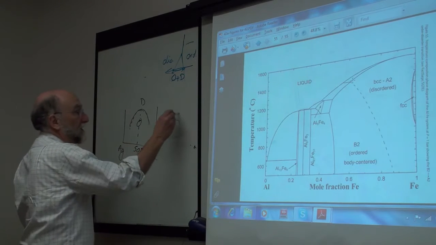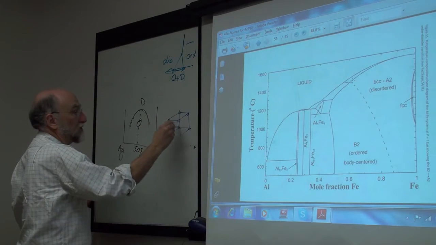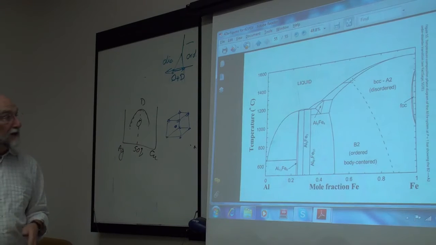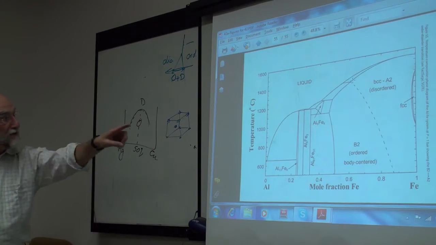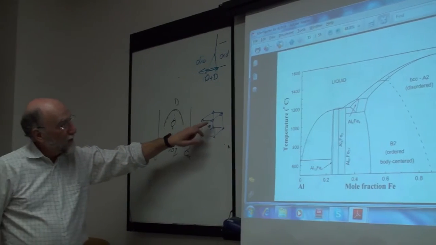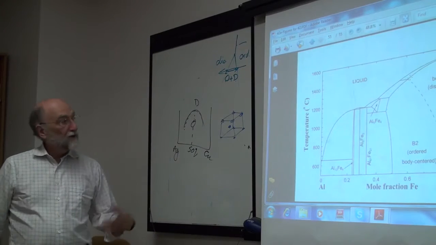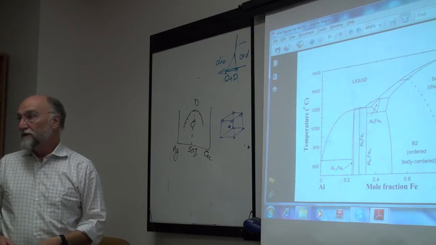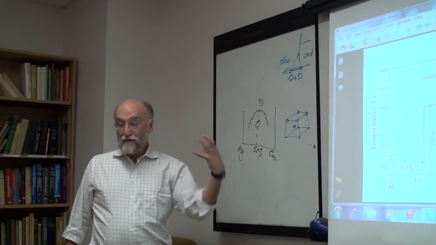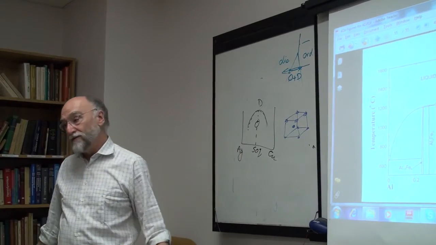You have a body-centered lattice. In a body-centered lattice, all the corner sites and the central site are all equivalent. So crystallographically, they all have eight nearest neighbors, so that's your A2 phase. But then if the center site is preferentially occupied by aluminum and the corner sites are preferentially occupied by iron, then the symmetry changes and you have a B2 cesium chloride structure. So ordered, two sublattices appear. In the ordered structure, you have two sublattices. In the disordered structure, the two sublattices become equivalent, so you have effectively one sublattice.